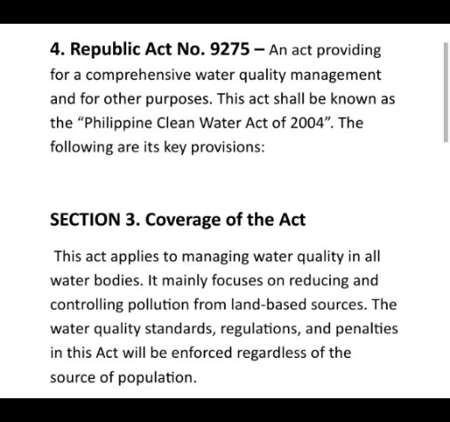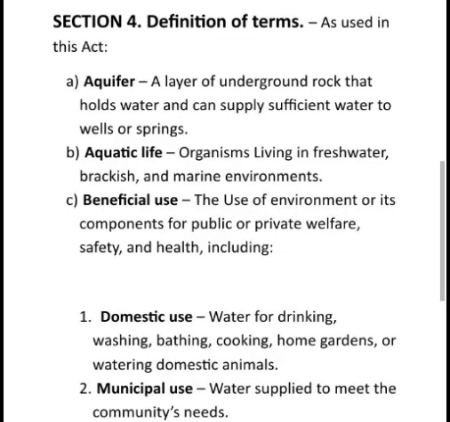This section explains that the law applies to all water bodies like rivers, lakes, and seas. It mainly targets pollution coming from land-based sources such as households, industries, and agriculture. It also states that the rules, standards, and penalties will be enforced no matter where the pollution comes from, ensuring strict protection of water quality. Next, Section 4, definition of terms.